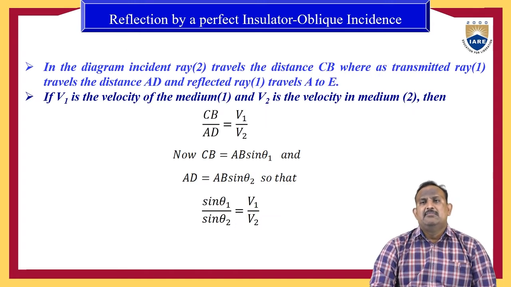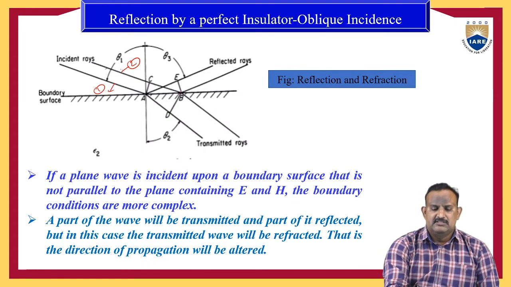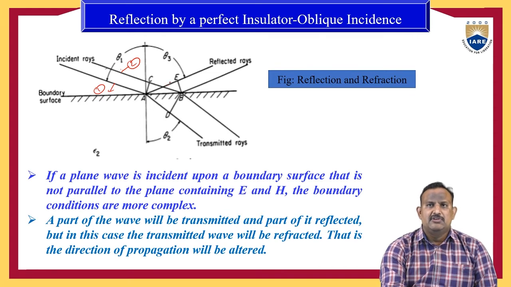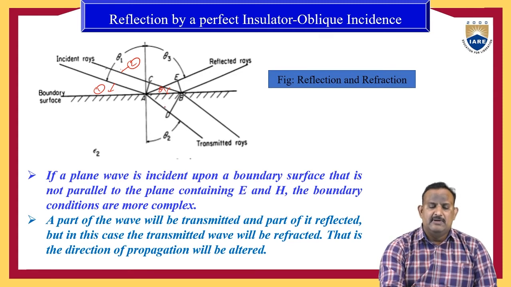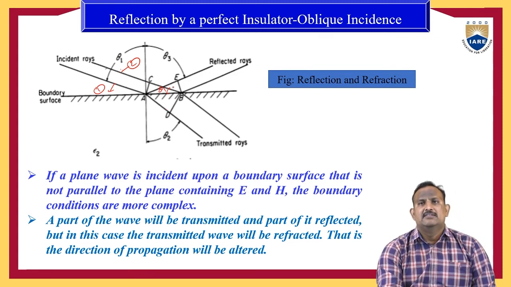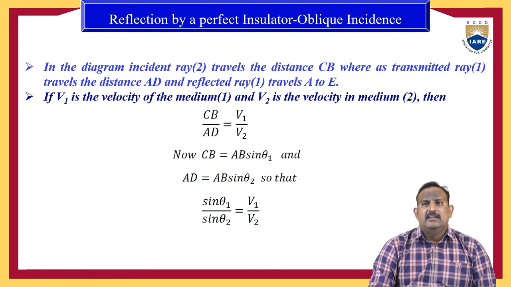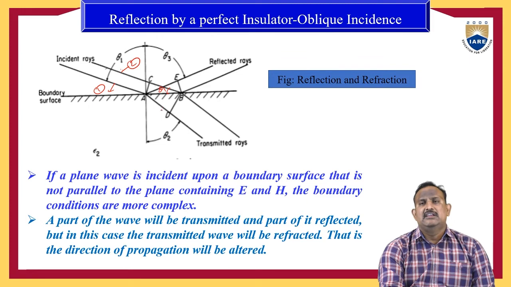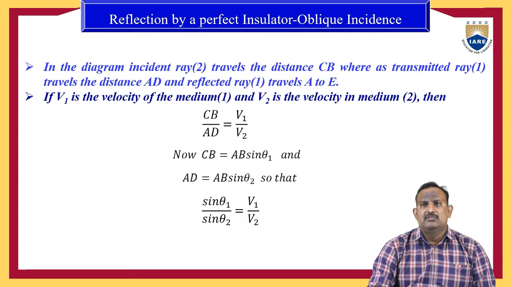Now, from the figure, CB by AB equals sin theta 1. AB is the hypotenuse and CB is the opposite side, and opposite by hypotenuse gives the sine of the angle. Therefore, CB by AB equals sin theta 1, and AD by AB is equal to sin theta 2, again because opposite by hypotenuse gives the sine of the angle.